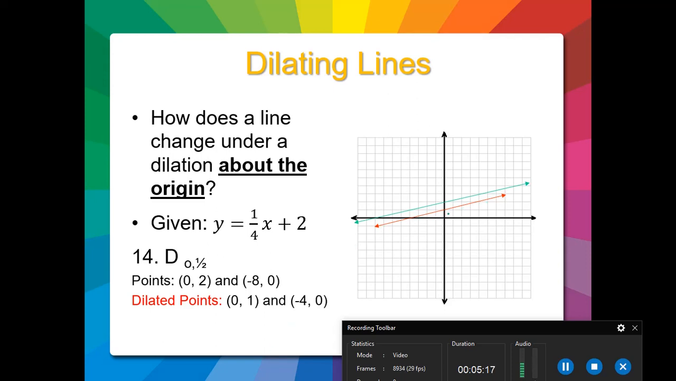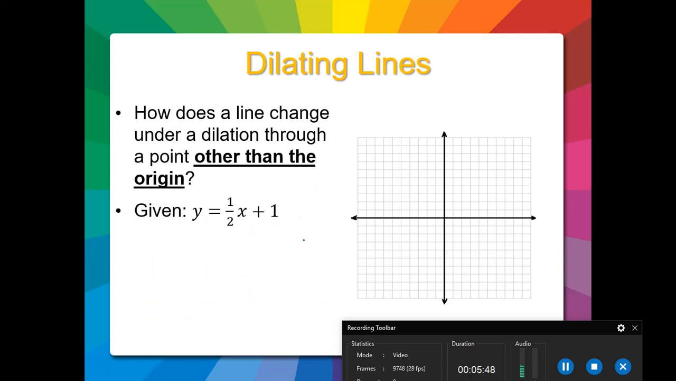So when I create the next line that goes through both of those points, if I double check the slope, we're going to rise 1 and run 2, or run 4. And we can see that the slope is the same as the original, and I did in fact create another parallel line. So it looks like when you dilate a line about the origin, you're going to create another parallel line, either closer to the center of dilation or further away.